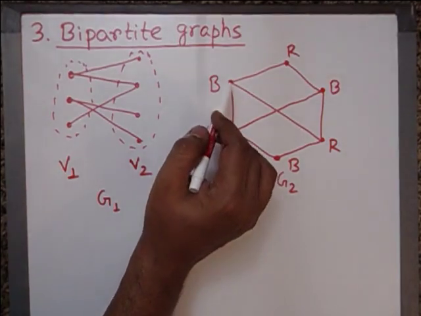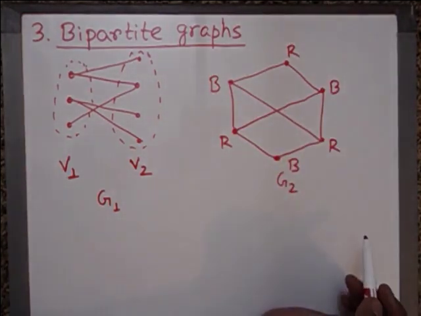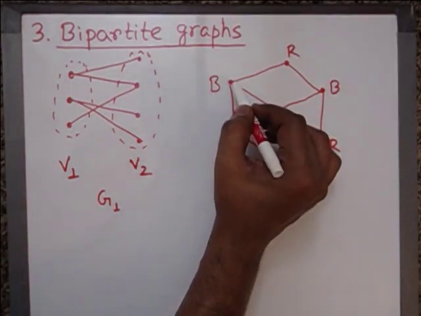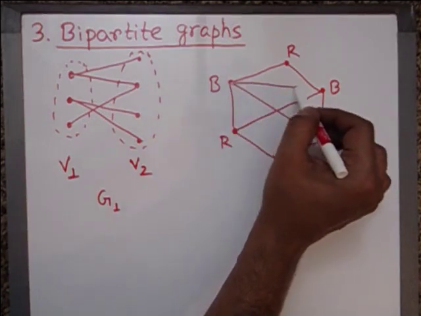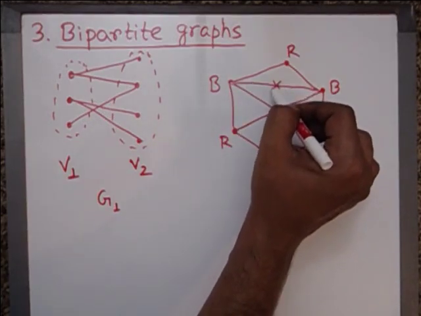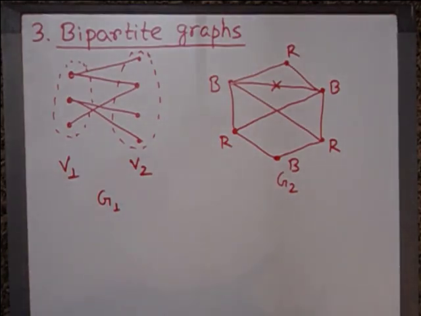No edge between the same color is allowed. So you cannot draw an edge like this. If you draw an edge like this, then it won't be a bipartite graph anymore.